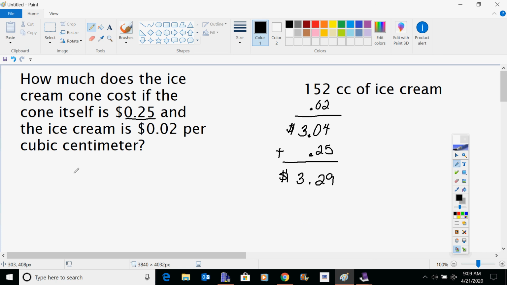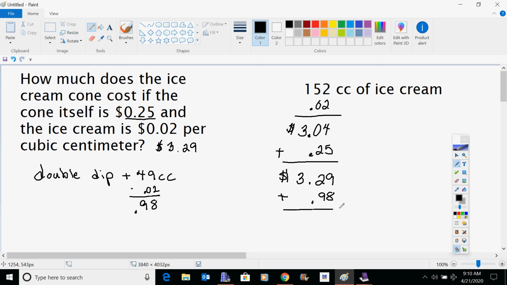All right, I said the thing about the double dip, okay? We're adding another half sphere. So let's add to this problem just a little bit. Let's say you wanted a double dip. So the double dip is going to add another 49 cubic centimeters. 49 cubic centimeters is going to add 49 cubic centimeters times 2 cents, which will give you 98 cents. So for the double dip, we would add 98 cents on that. So $4.27 for your double dip ice cream, and so on and so on. For every dip of ice cream, you would end up having another 98 cents put on there.